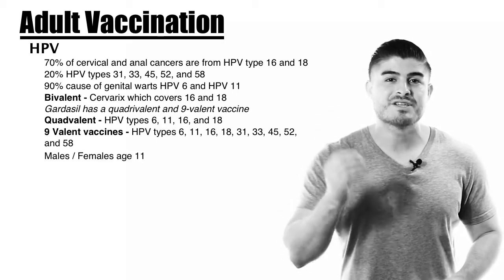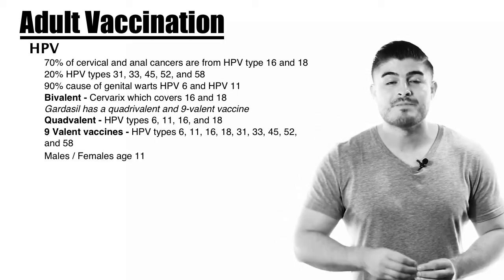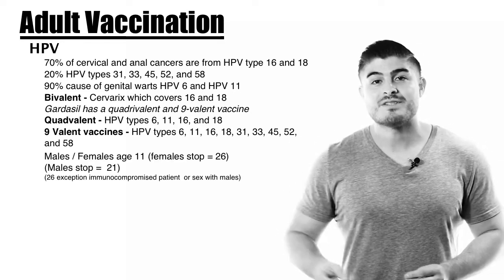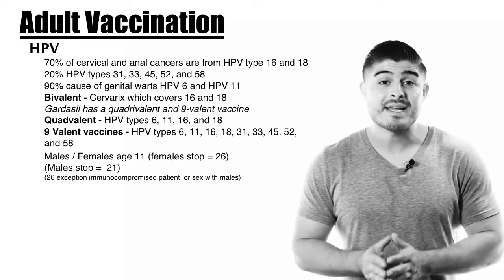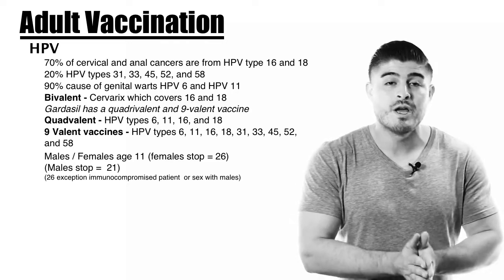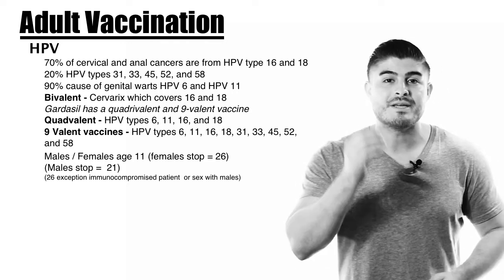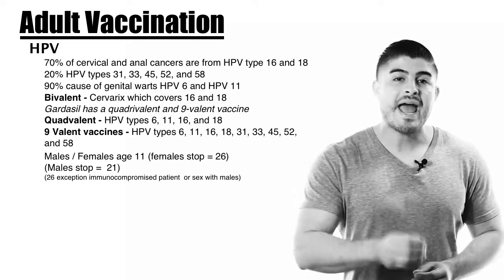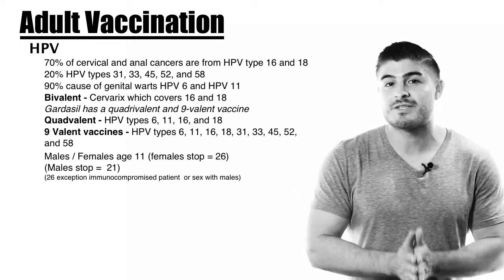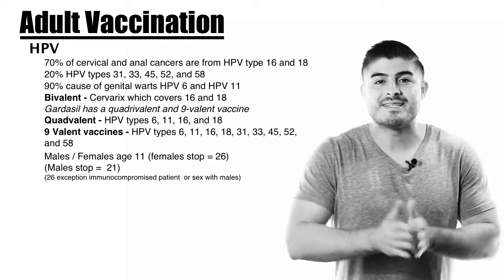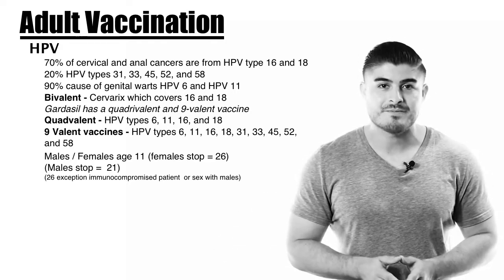As far as when to give, we want to start the dosing at age 11 for both males and females. Females, you want to stop immunization at 26. Guys, we want to stop at 21 with one exception. If the male patient is immunocompromised and or a male that has sex with other males, we want to extend that age to 26.